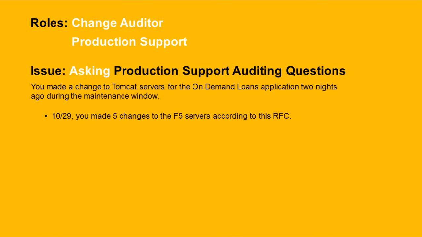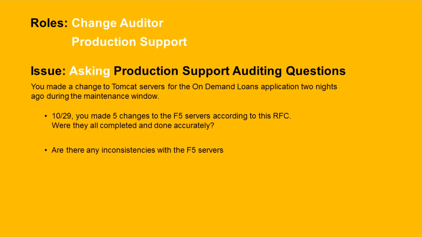Now we can see that we're being asked about October 29th, when there were 5 changes made to the F5 servers. It was according to RFC 1001 that these were changed. They want to know, were they completed accurately? Were they consistent? Or were there any inconsistencies? And again, were there any unauthorized changes in the last time period on those F5 servers? So let's take a look.